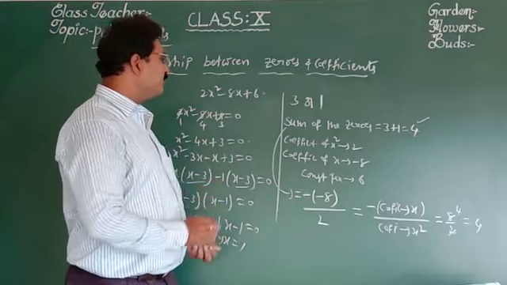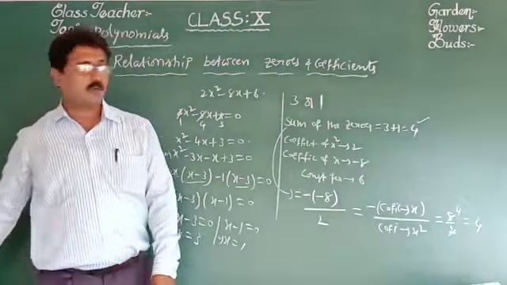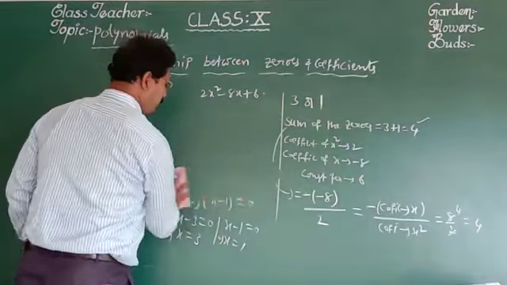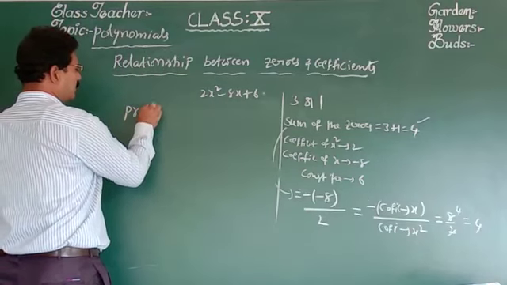Next, after the sum of the zeros, you see the product of the zeros.